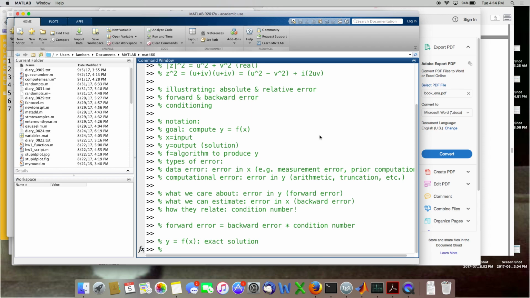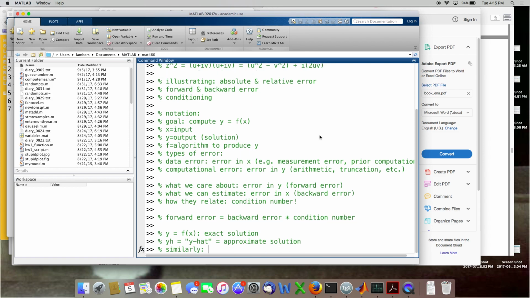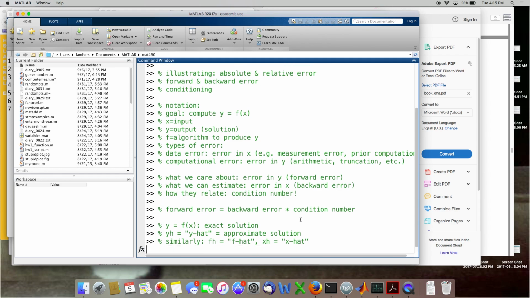Okay. So yh, that would be my abbreviation for y hat, is the approximate solution. And similarly, fh is f hat, xh equals x hat, and so on. So if I put an h after a variable, that refers to the hat. That means it's an approximation. Okay, just for what I'm going to lay out here.